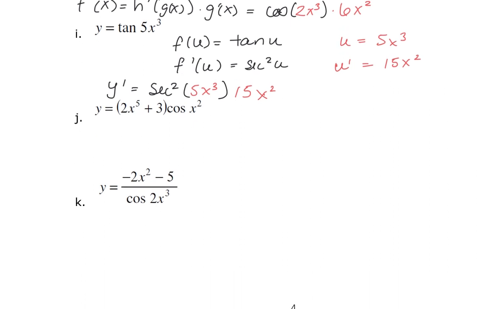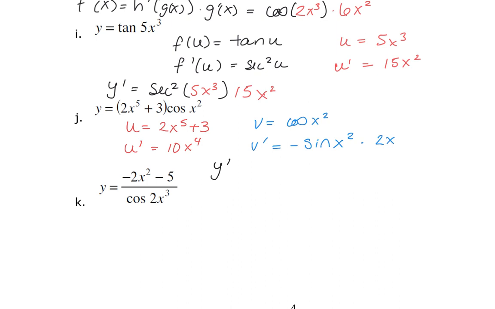So on j and k, again with j, this is the product rule. u is going to be equal to 2x to the 5th plus 3. u prime is going to give me 10x to the 4th. v is going to be the cosine of x squared. Now the angle is x squared. So then v prime would be the derivative of cosine, which is negative sine of the angle x squared, multiplied by the derivative of the angle, which is 2x.